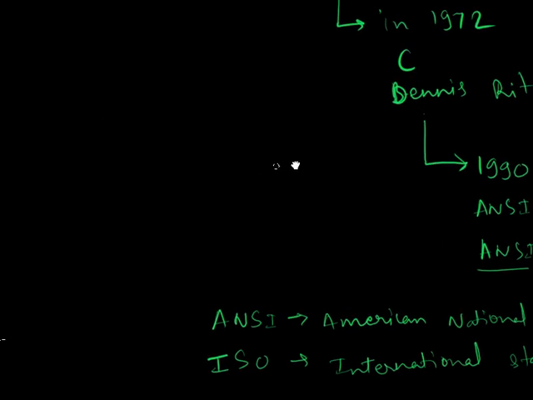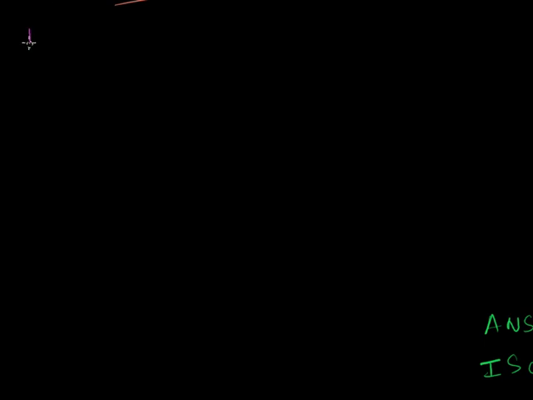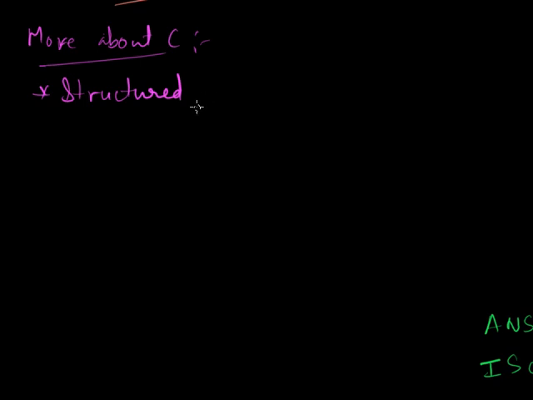Let us know some more facts about C. C is a structured language. Structured means that the language is broken down into blocks. It has a proper structure. We will come to this later, but for now remember that C is a structured language. Another fact about C is that it is mid-level. We studied the different types of programming languages in previous lectures. So, C is a mid-level language. Why mid-level? I'll explain. Before that, let me write the third fact about C: it is machine independent.